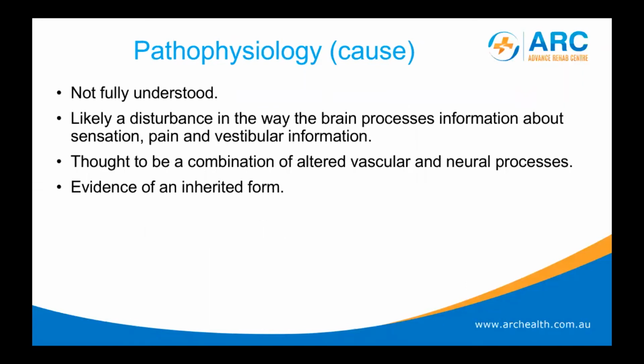So what causes it? It is not fully understood. So like a standard migraine, it is not fully understood. It's likely a disturbance in the way the brain processes information about sensation, pain, and vestibular information. It's thought to be a combination of vascular and neural processes. So it's not solely a vascular process. There are certain neural processes thought to take place as well. And there is also evidence of an inherited form of vestibular migraine.